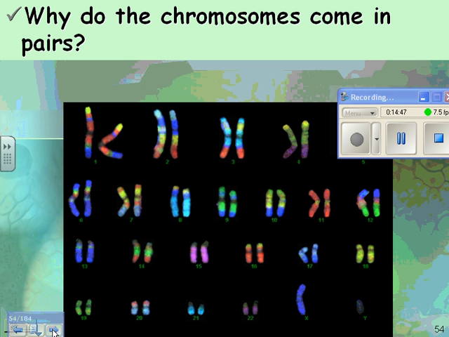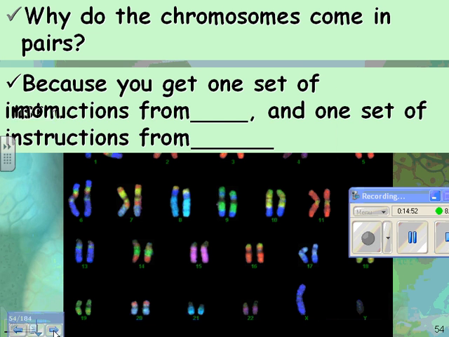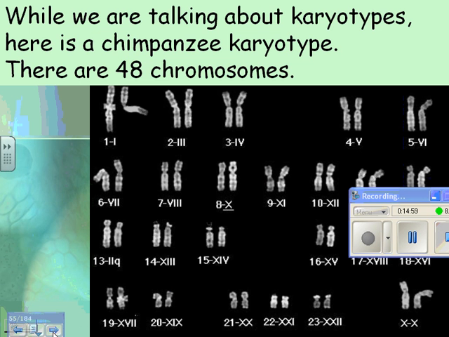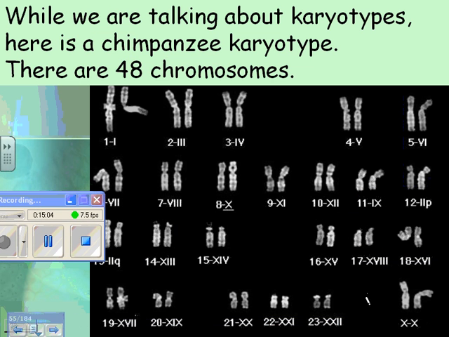Why do the chromosomes come in pairs? Because you get one set of instructions from your mom. Thanks, Mom. And one set of instructions from your dad. Thanks, Dad. So while we're talking about karyotypes, let's take a quick look at this one. If you look at this one, you'll see there are 48 chromosomes. So here's pair 23, and then here's the X. Oh, this has got to be a girl chimpanzee. I think it's, yeah, it's the same thing in them. So that one has 24 pairs, so that's 48 chromosomes. So that's not a people one, that's actually a chimpanzee one.